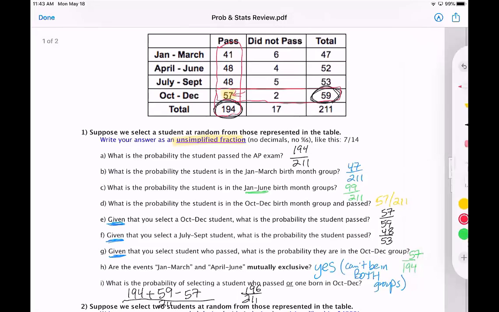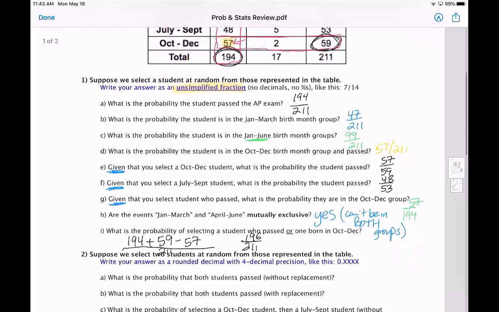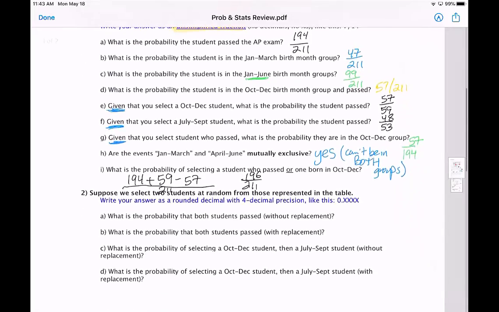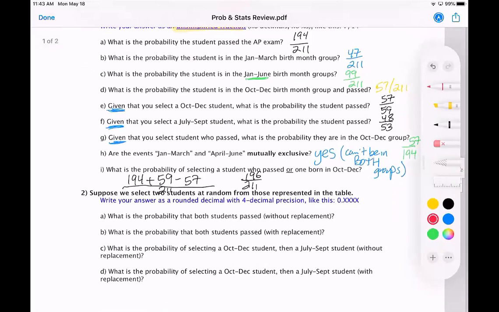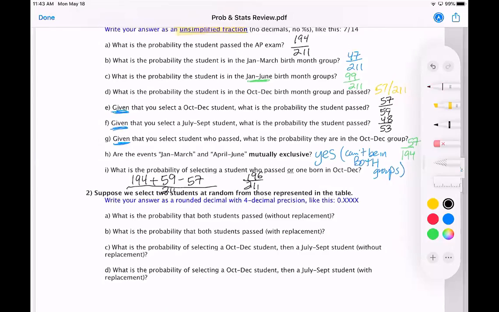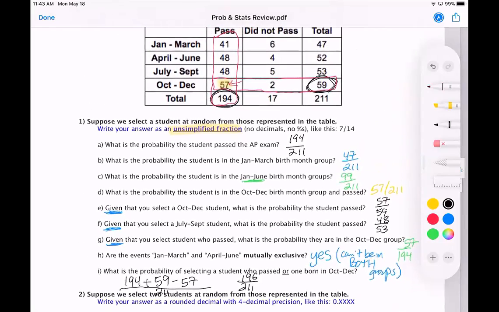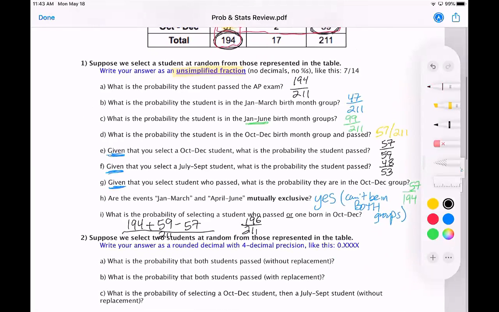And then these last set of questions are based on the same two-way table. Suppose we select two students at random from those represented in the table. What is the probability that both students pass without replacement? So the main point here that I'd like to review with you is what it means without replacement and with replacement. So if we have student that pass without replacement, we have two sets of parentheses, one for each student represented.